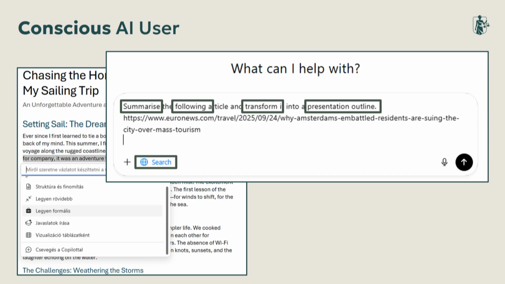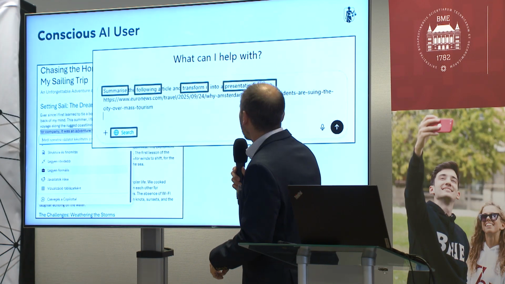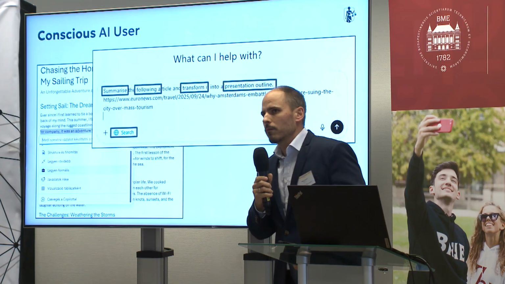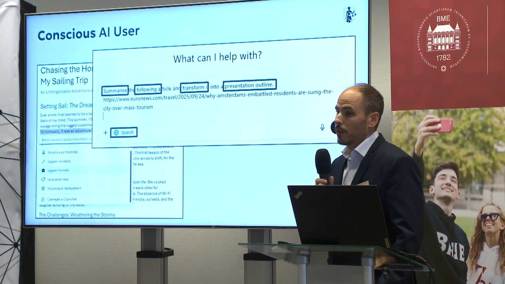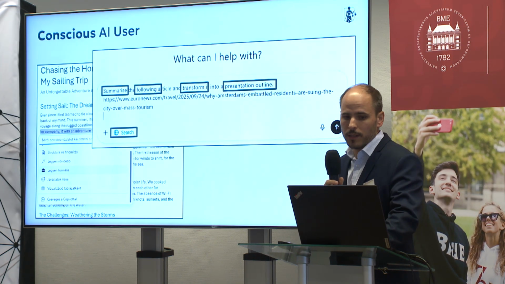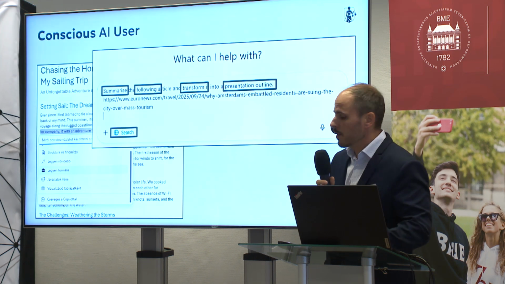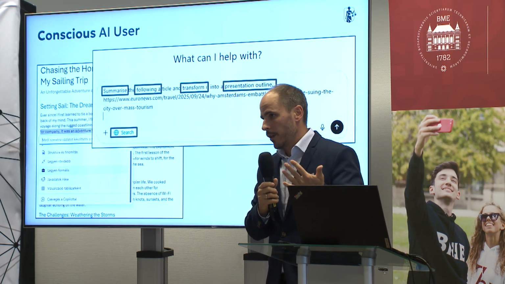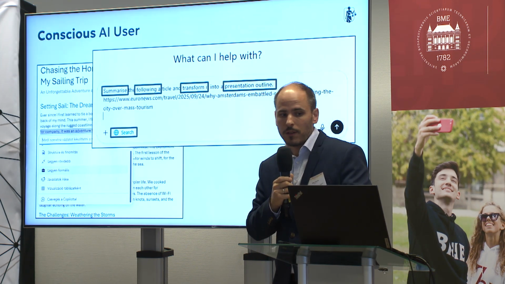They will use instructions to summarize, transform. They will be specific. Do this with the following link or the following text, so not in general, but being specific. And of course, they specify the output, the expected output of the request. And also, there are features, for example, search the web. They are aware of these advanced features as well.